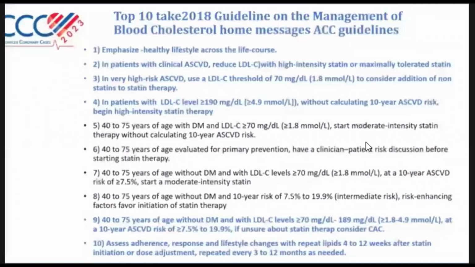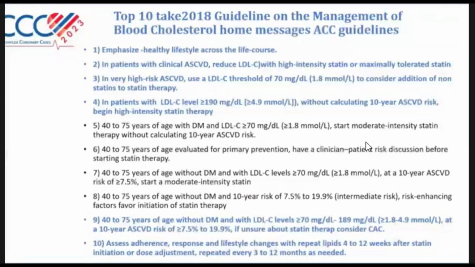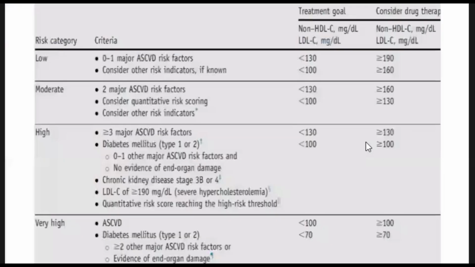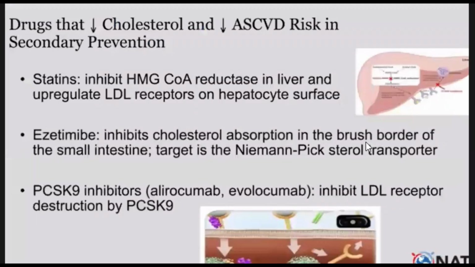As I said, the high-risk conditions, I'm stressing these things again and again to make it easier to understand. This slide summarizes all that I have stated now. Okay, now the drugs that decrease cholesterol and decrease ASCVD risk in primary prevention: these are the three drugs that reduce cardiovascular disease in patients in trials. First one is the statin, second one is ezetimibe, third one is the PCSK9 inhibitors. Those are injectable, alirocumab and evolocumab.